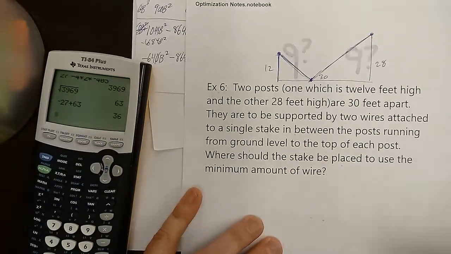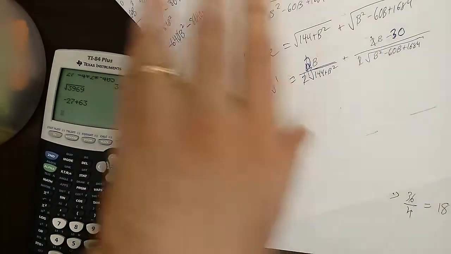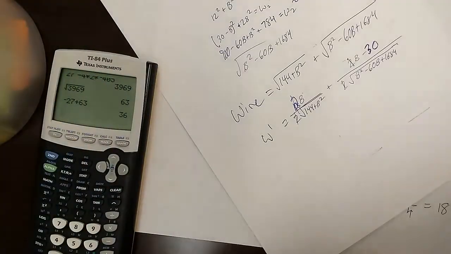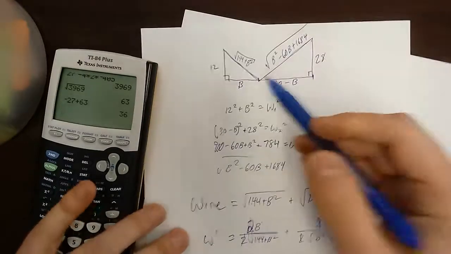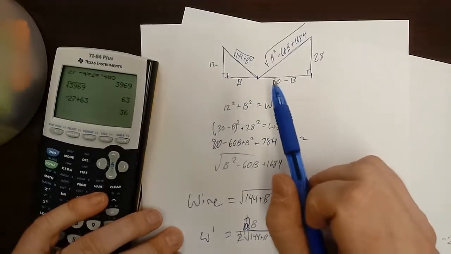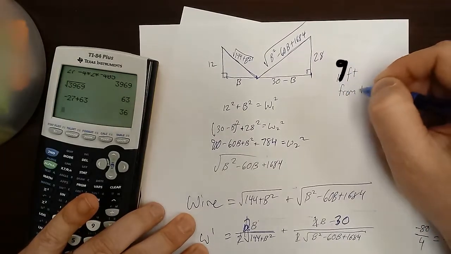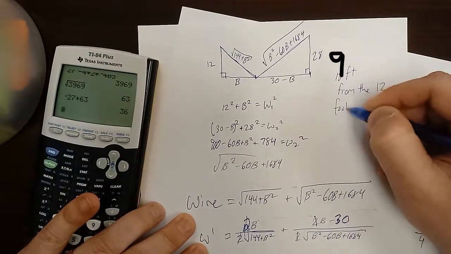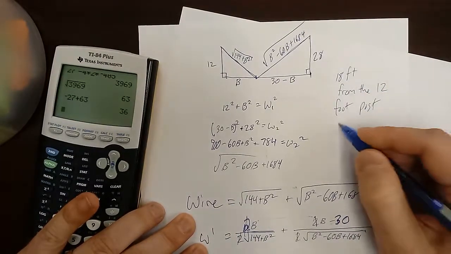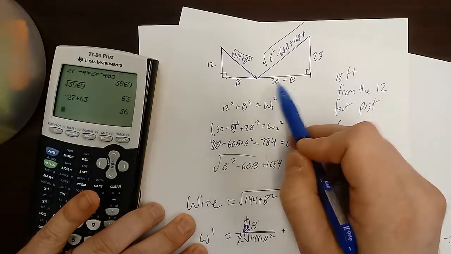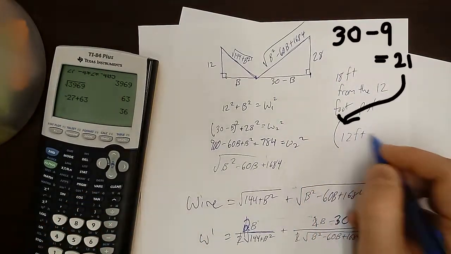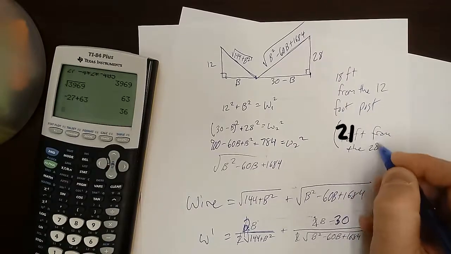And so I need to go back to my original diagram that has all the labels and stuff. Here's my last problem. Going in sequential order in your papers and having a binder or something really helps things. Oh, hey, here it is. So I got b was 18 feet. I could say this a couple of ways. I could say this 18 feet from the 12-foot post. I could also say, let's see, 30 minus 18 is 12. So I could say 12 feet from the 28-foot post.